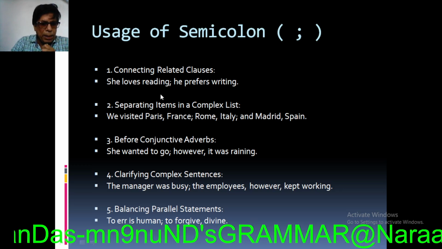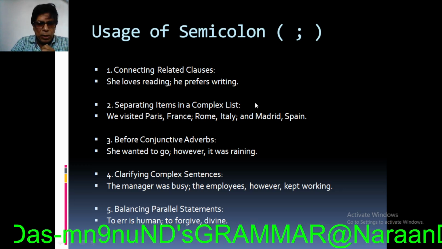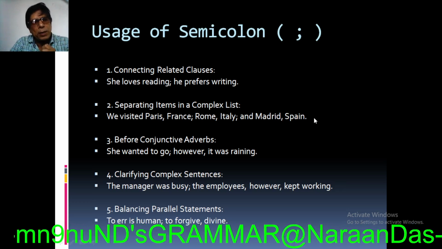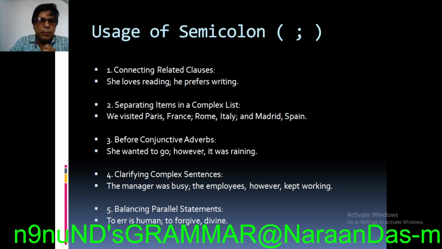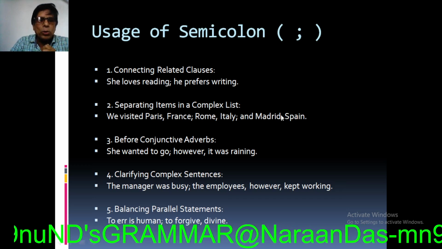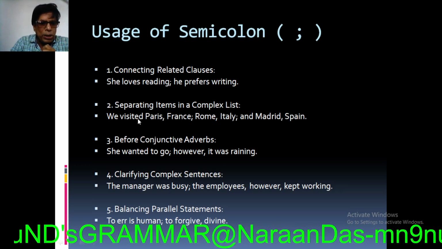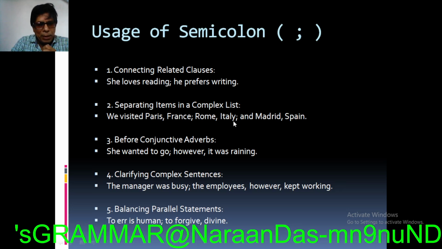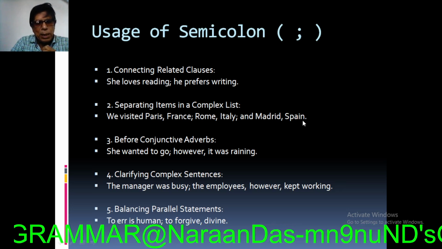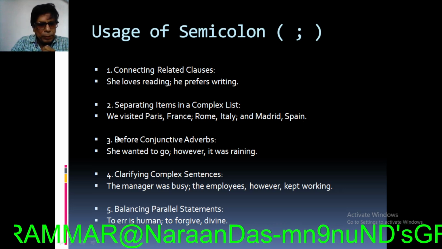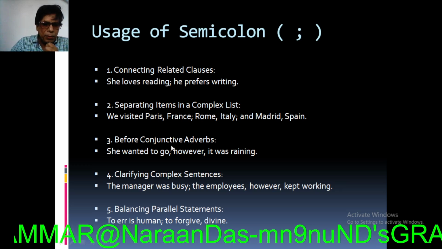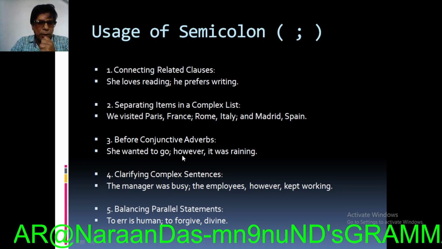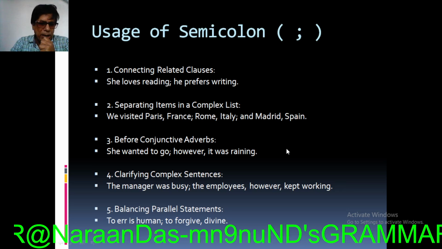Number two, separating items in a complex list. When there is a long list and so many commas have been used, in that case, use a semicolon after two or three commas. We visited Paris, France; Rome, Italy; and Madrid, Spain. Number three, before conjunctive adverbs. She wanted to go; however, it was raining.